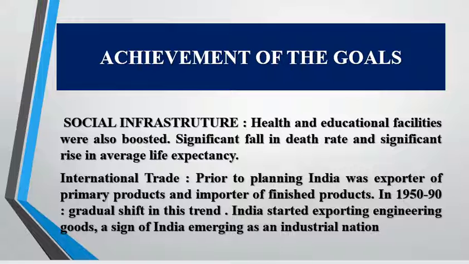Social infrastructure, health and educational facilities were also boosted. Due to the improvement in medical and health facilities, there was a significant fall in the death rate and a significant rise in average life expectancy. Prior to planning, India was an exporter of raw material and importer of finished goods. But the situation changed during 1950 to 90, with a gradual shift in this trend. India started exporting engineering goods, which is a sign of India emerging as an industrial state.